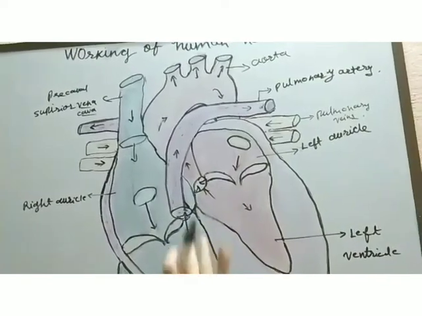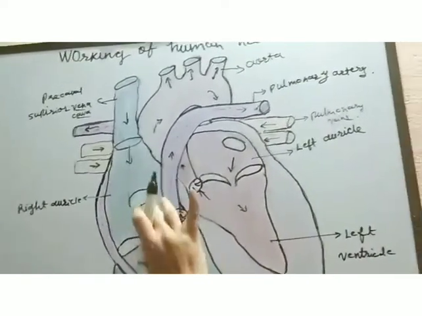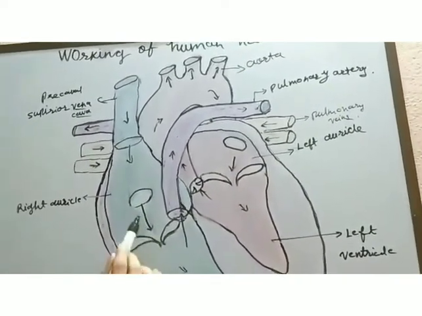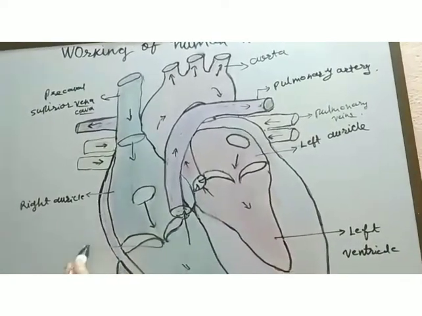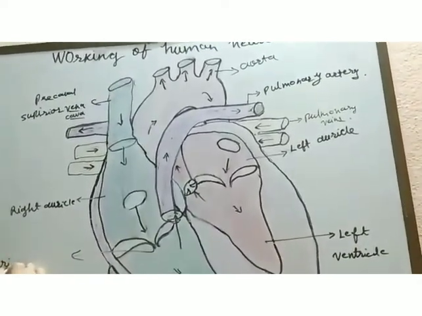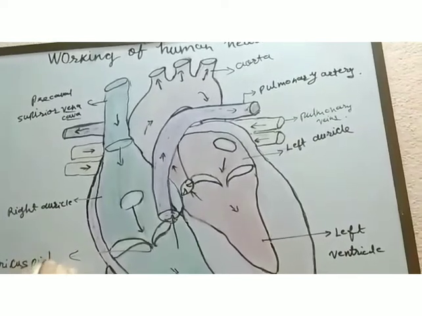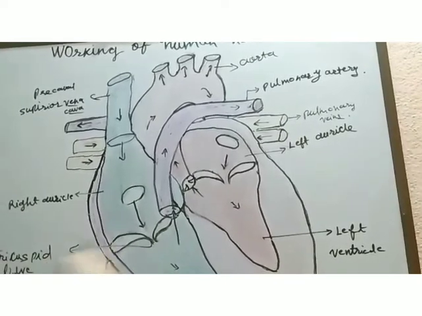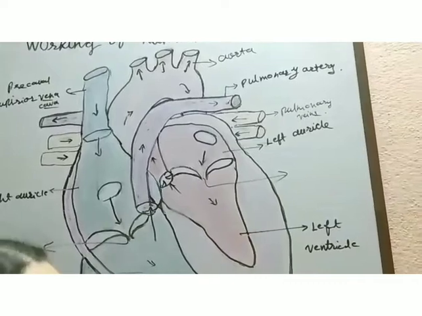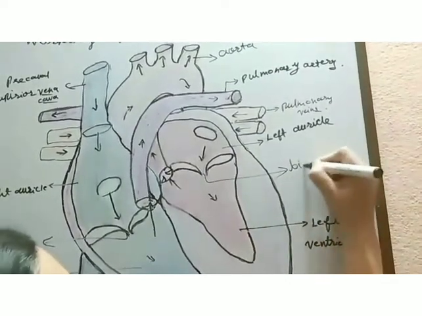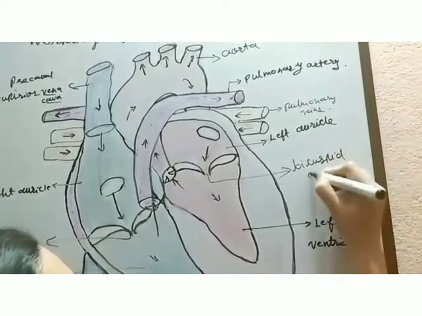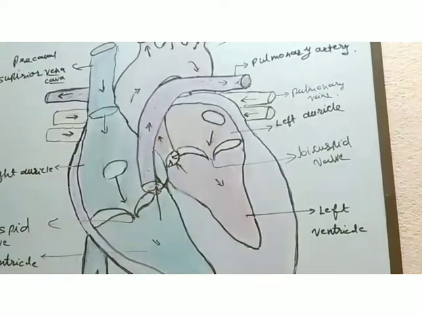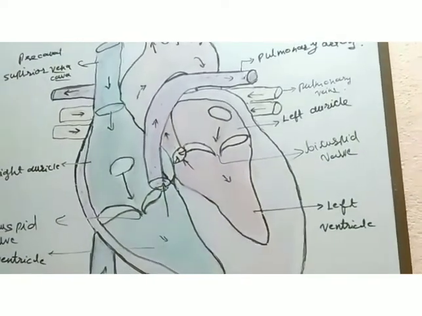Then valves are there in between the auricle and ventricle of both sides. The valve in between the right auricle and right ventricle is the tricuspid, which I have already taught you, and it prevents the backflow of the blood. And on the left side is the bicuspid valve. Semilunar valves are there in the vessels. They also prevent the backflow of the blood.